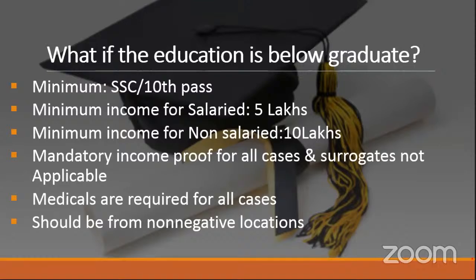So ICICI is the only company offering a term plan if the highest education of the customer is 10th pass only. No other company is offering a term plan for a 10th pass customer. But yes, the income criteria is, if salaried, 5 lakhs, if business, 10 lakhs. This has to be maintained.